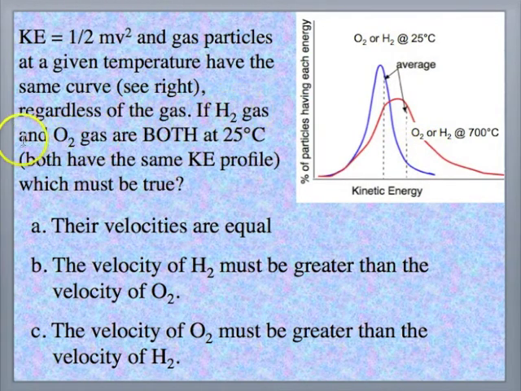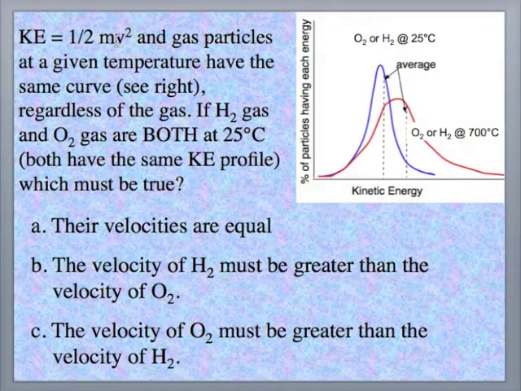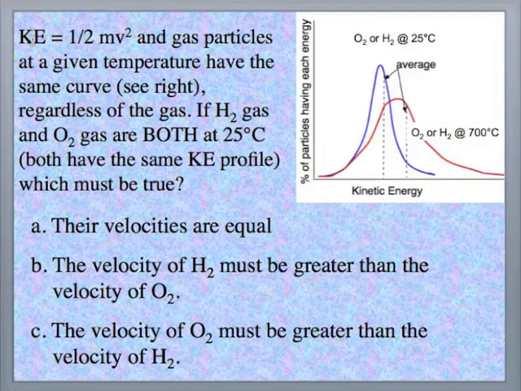So if hydrogen gas and oxygen gas are both at 25 degrees, then what has to be true? Are their velocities equal? Are their velocities different? If the velocities are different, how are they different? Again, look at KE equals 1/2 mv squared. The mass of the oxygen is much heavier than the mass of the hydrogen. But 1/2 mv squared for each gas, the kinetic energy, in other words, for each gas is the same.